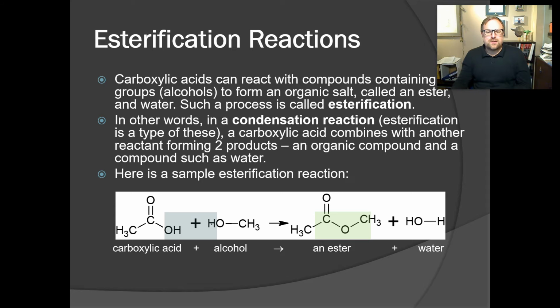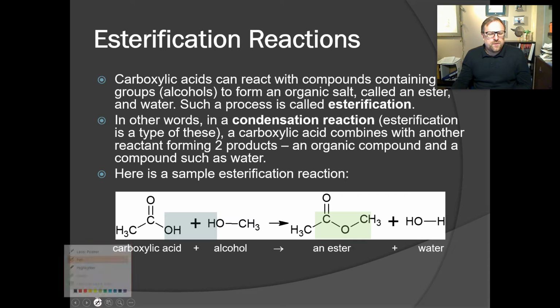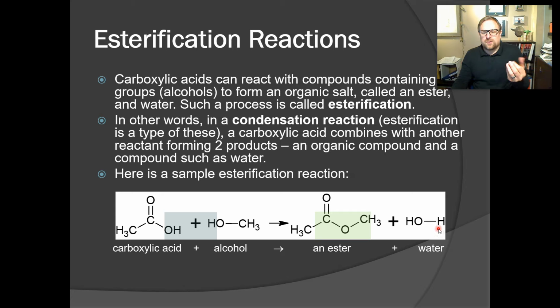out when we're done. So a carboxylic acid combines with another reactant, forming two products. One of those products is, in this case, an ester, which we see over here, and the other one is another compound called water. So we're dealing with what's called a condensation reaction here. One example of a condensation reaction is an esterification.